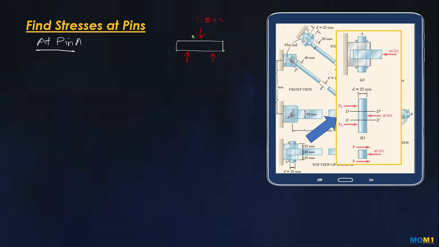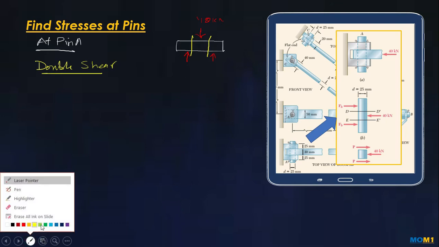That is going to apply on two parallel faces. Now this is the case of double shear. As we see here, at E dash, half of the force that is applying, and at face D dash, another half of the force that is applying.